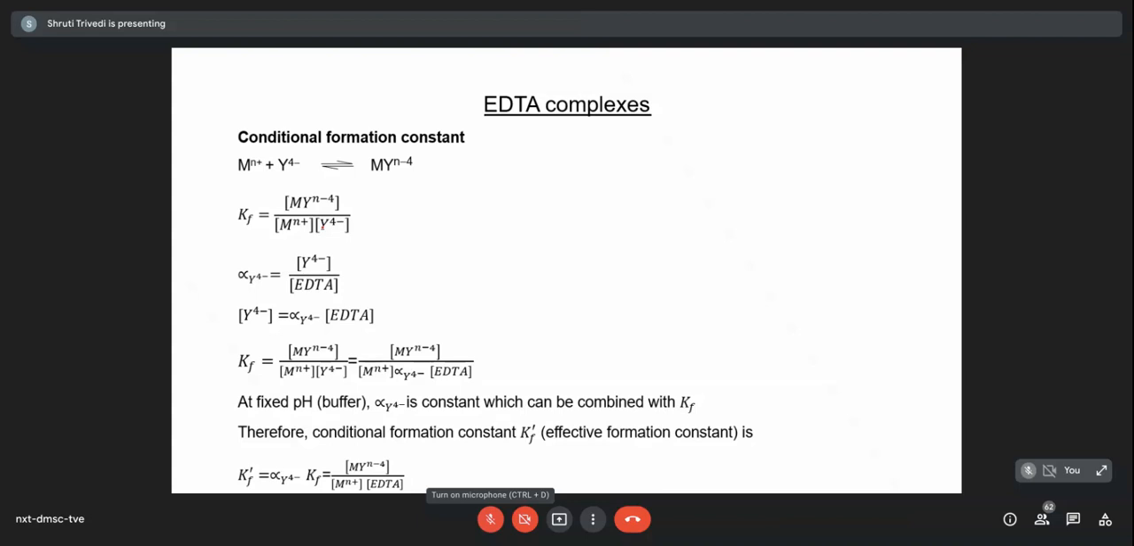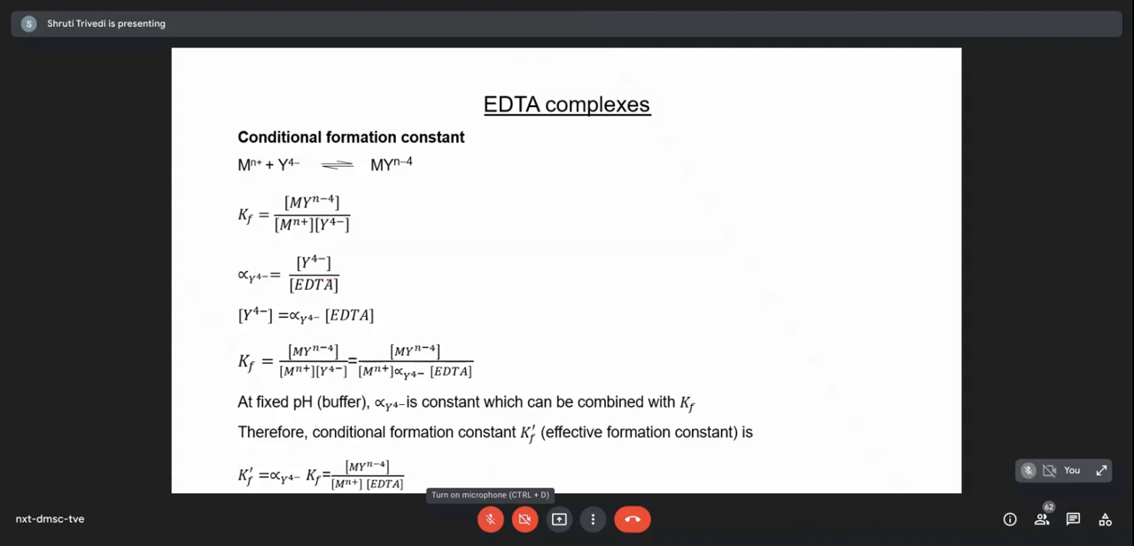We fix the pH by adding a buffer to the solution, which allows you to calculate the conditional formation constant. That means another constant is introduced into the equation in which you have fixed the pH. Take the same reaction: you have a metal ion and a ligand making a metal ligand complex, and the formation constant is the same as I showed in the previous slide. Let us rearrange this equation keeping alpha, the fractional contribution of the Y4 negative species, also from the previous slide.